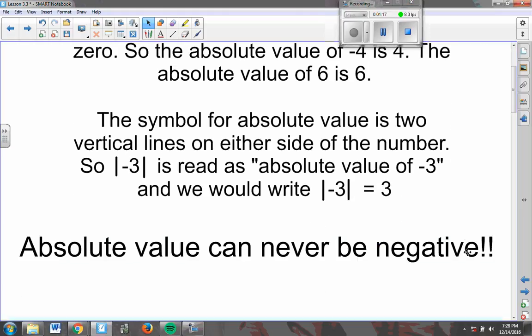One other crucial thing that must be in your notes is that the absolute value of a number can never be negative, ever. The absolute value is never negative, so it can only be positive, because the absolute value of a negative number is positive.